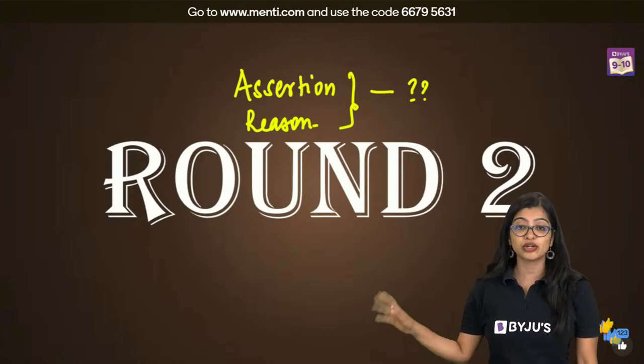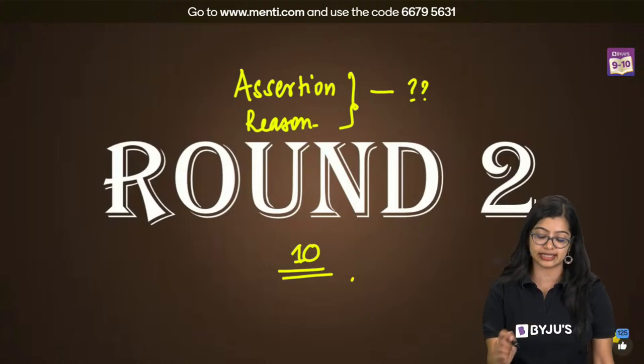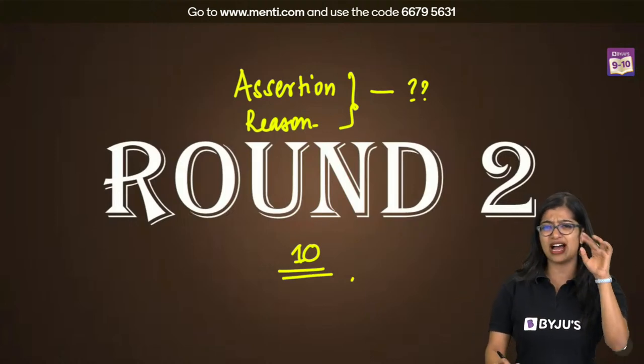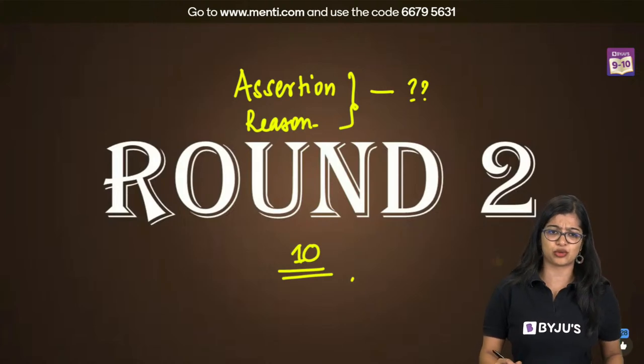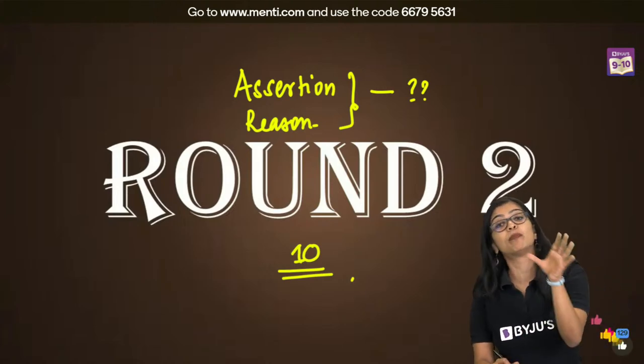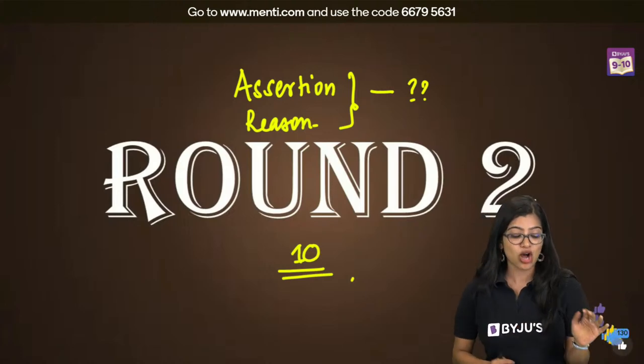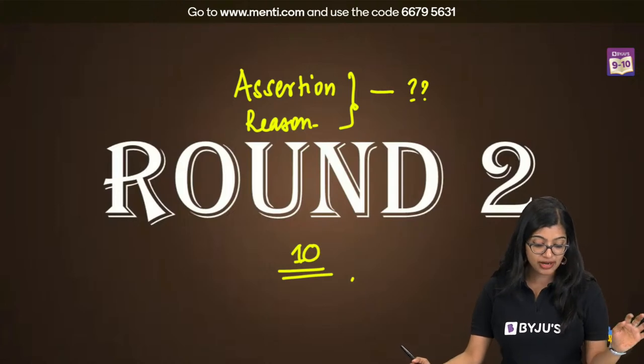So today the next 10 questions are going to be assertion reason, and you'll have about 45 to 60 seconds to solve each question. We're going to do 10 of them, and I'm going to tell you how to plan and how to approach such questions.